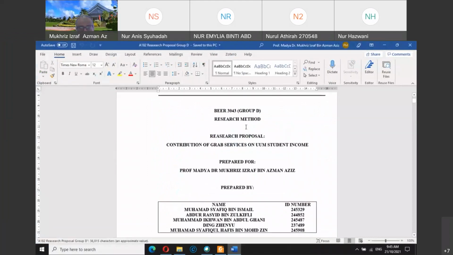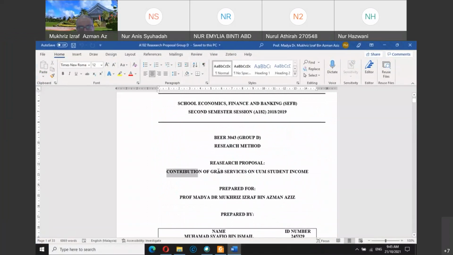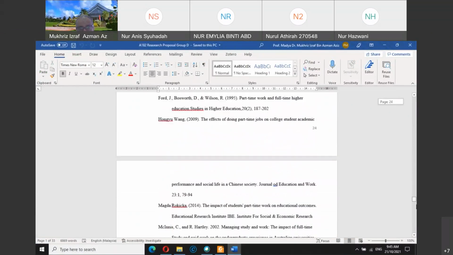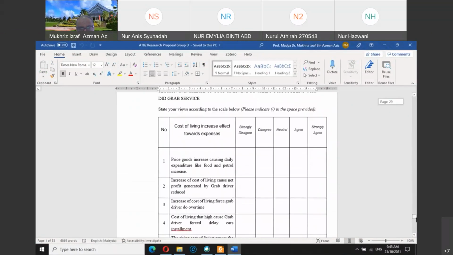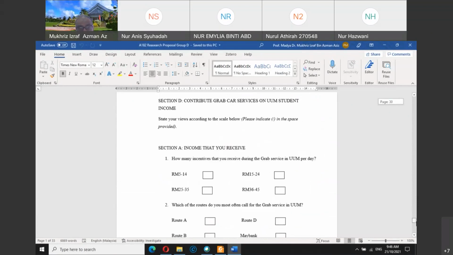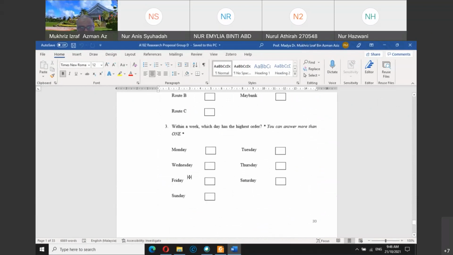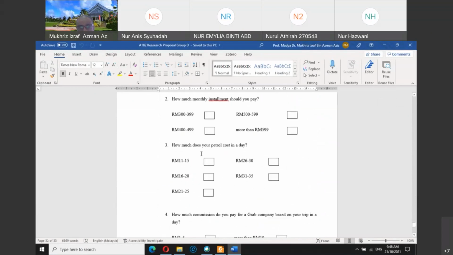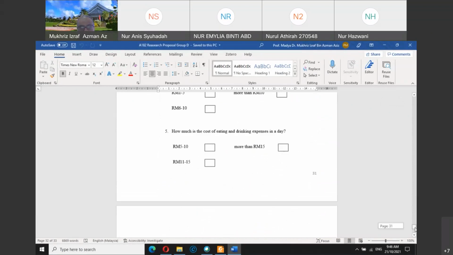For example, this is on the contribution of Grab services to UEM student income. All of the students prepared the questionnaire from zero, so it's actually a lot of process. Of course they did find some references and examples from the internet, but all the questions here they constructed from zero, meaning from scratch. So there was a lot of work put into developing the questionnaire.